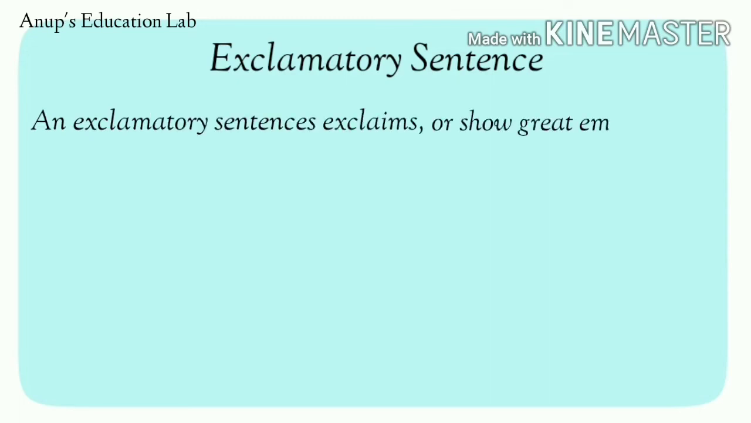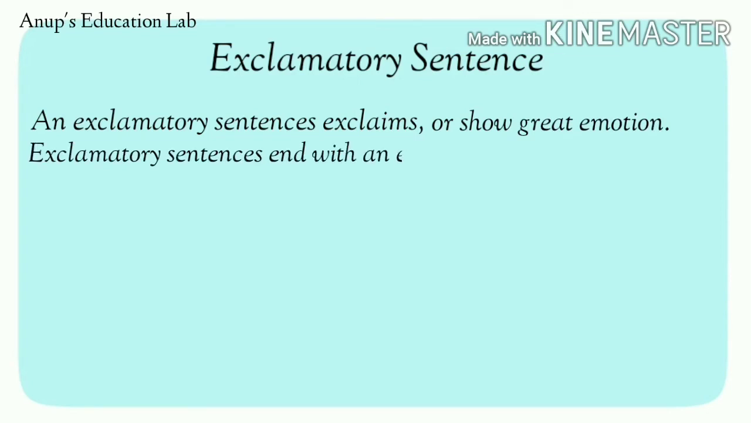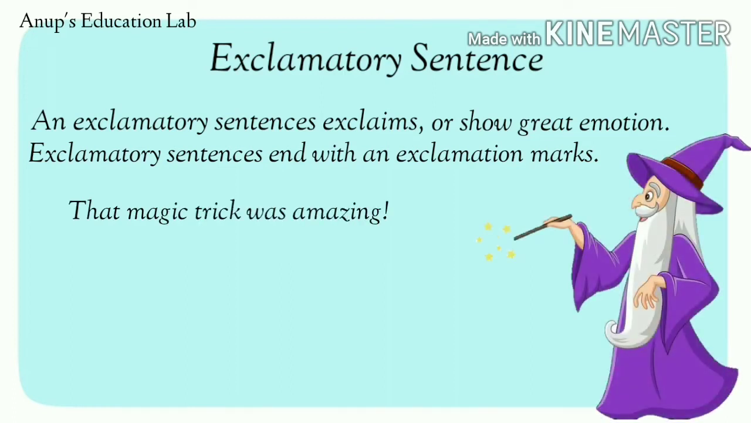At last, let us try to understand an exclamatory sentence. An exclamatory sentence exclaims or shows great emotion. Exclamatory sentences end with an exclamation mark. Let us see an example. That magic trick was amazing! This sentence here expresses the emotion of the speaker. This sentence, you can see, ends with an exclamation mark.